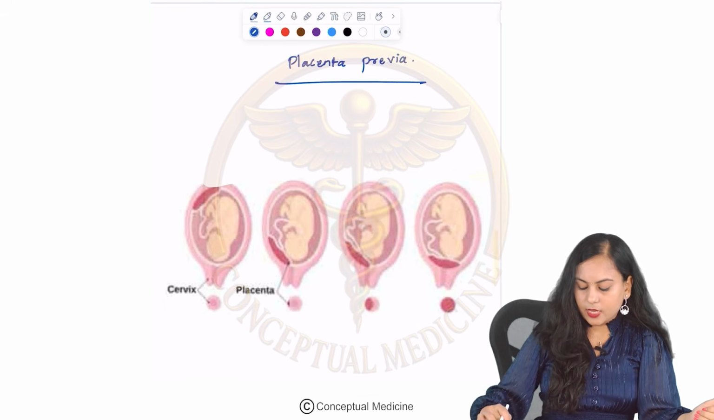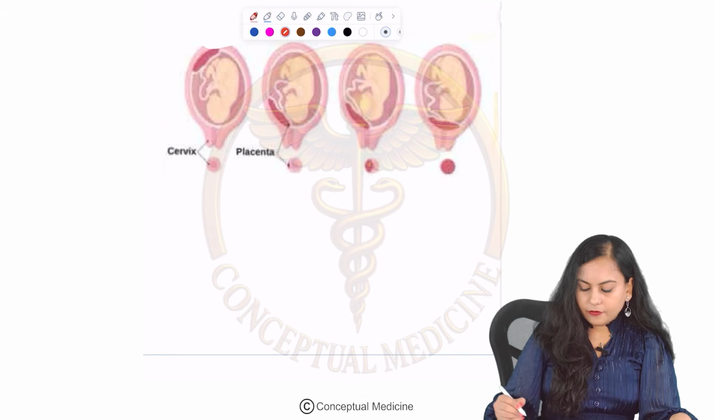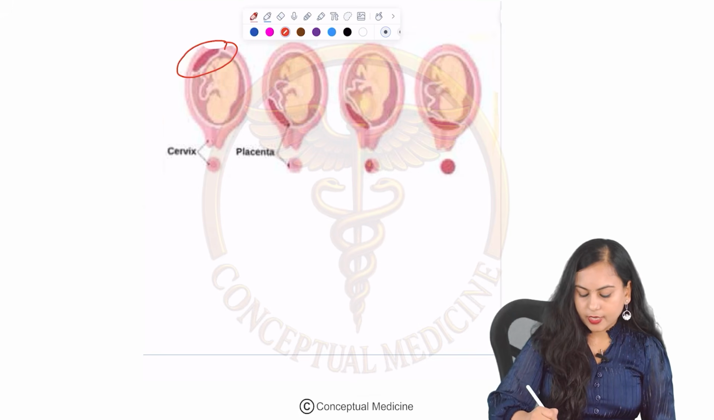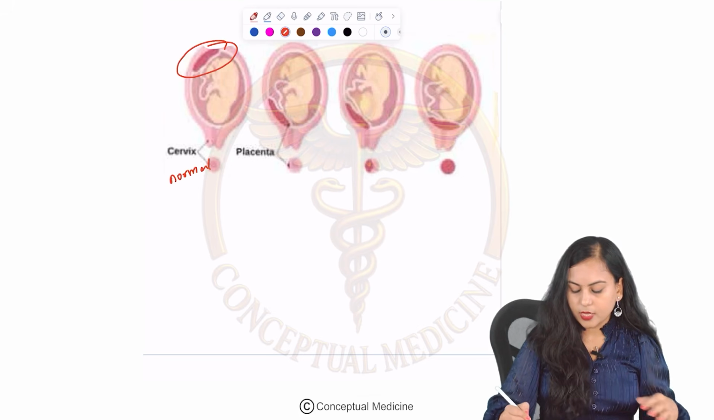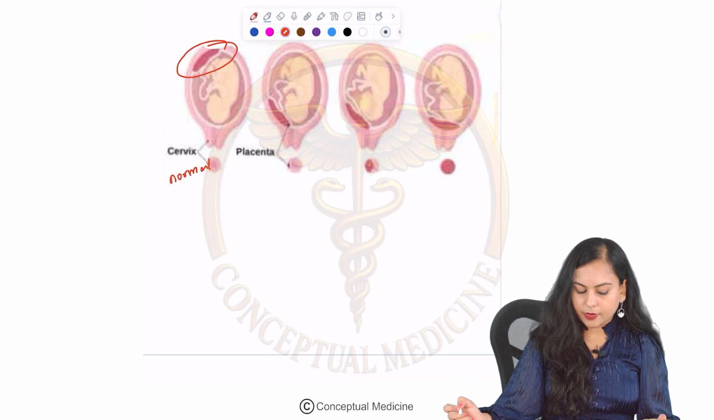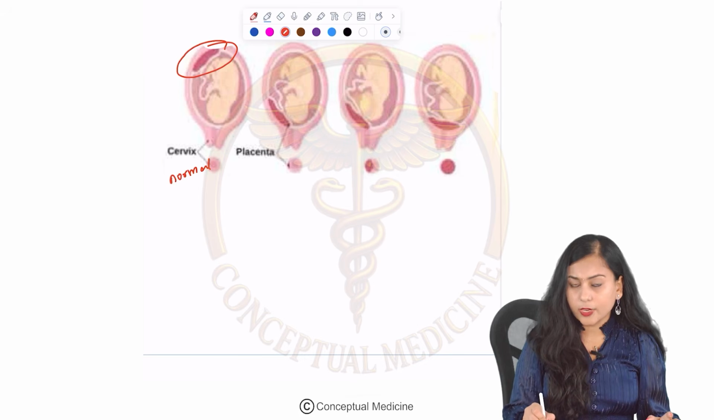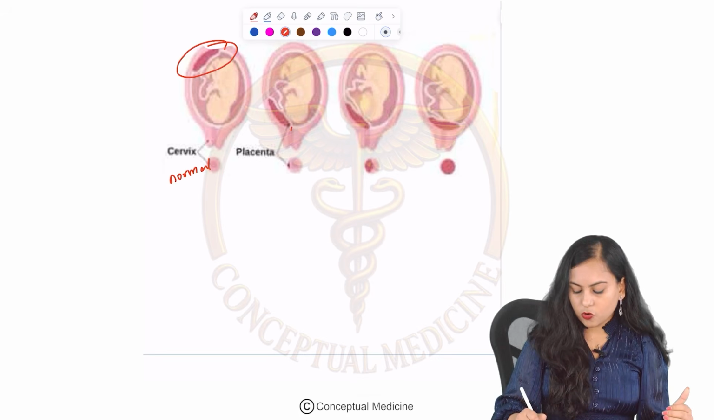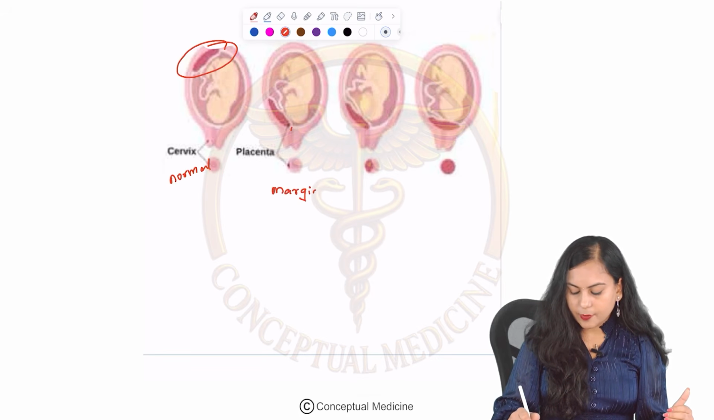Okay, so we have three types of placenta previa. This is a normal attachment, and here we have three types of placenta previa. If you see, the placenta here is going to touch the internal os, but it is not covering the internal os. So we call it marginal placenta previa.